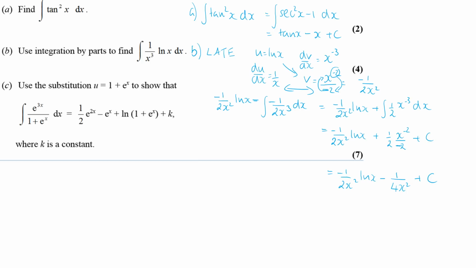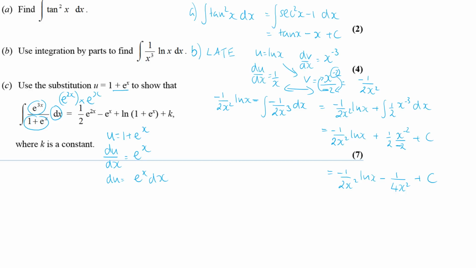Okay, part C, use the substitution. So using the substitution, u is equal to 1 plus e to the x. I like to get the dx on the go first, so we do that by doing du by dx, which will just be e to the x. So du is going to be e to the x dx. Now I can see the substitution is going to just be u on the bottom, but the e to the 3x is e to the 2x times e to the x.